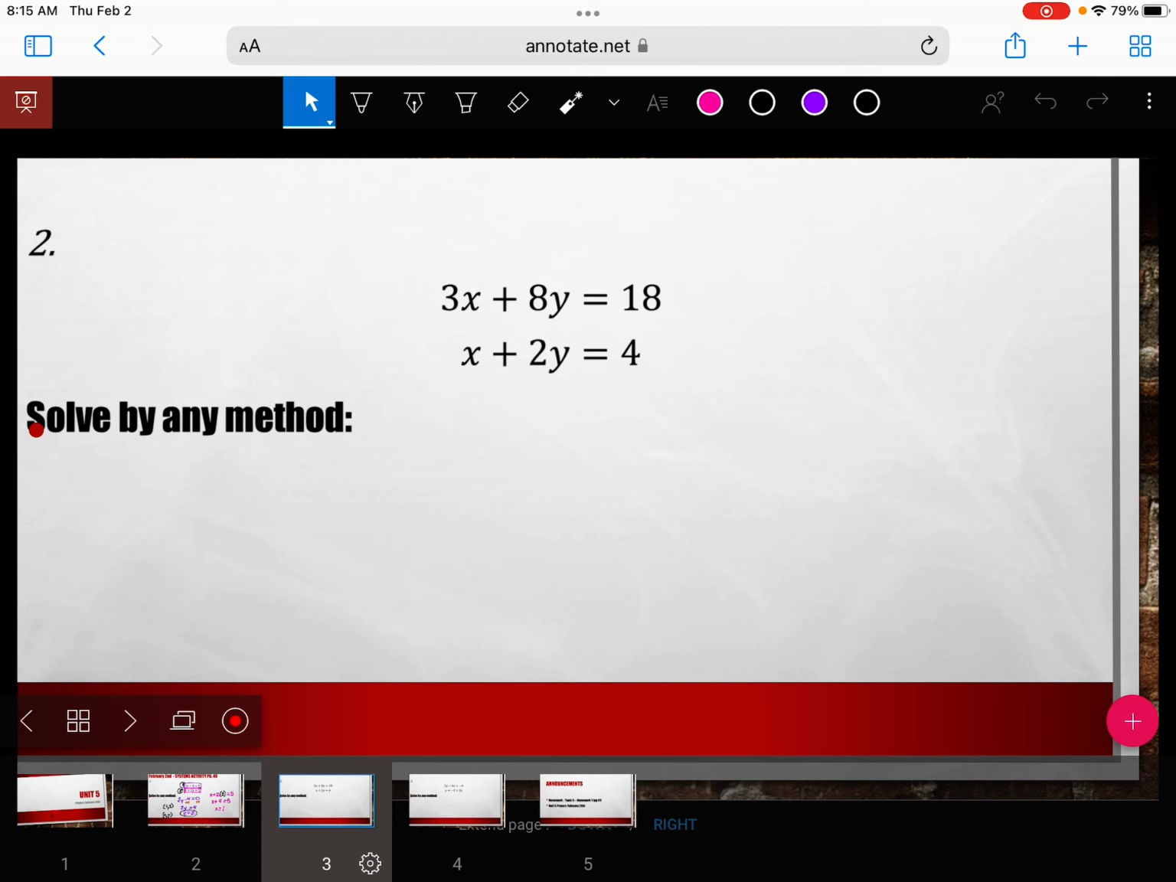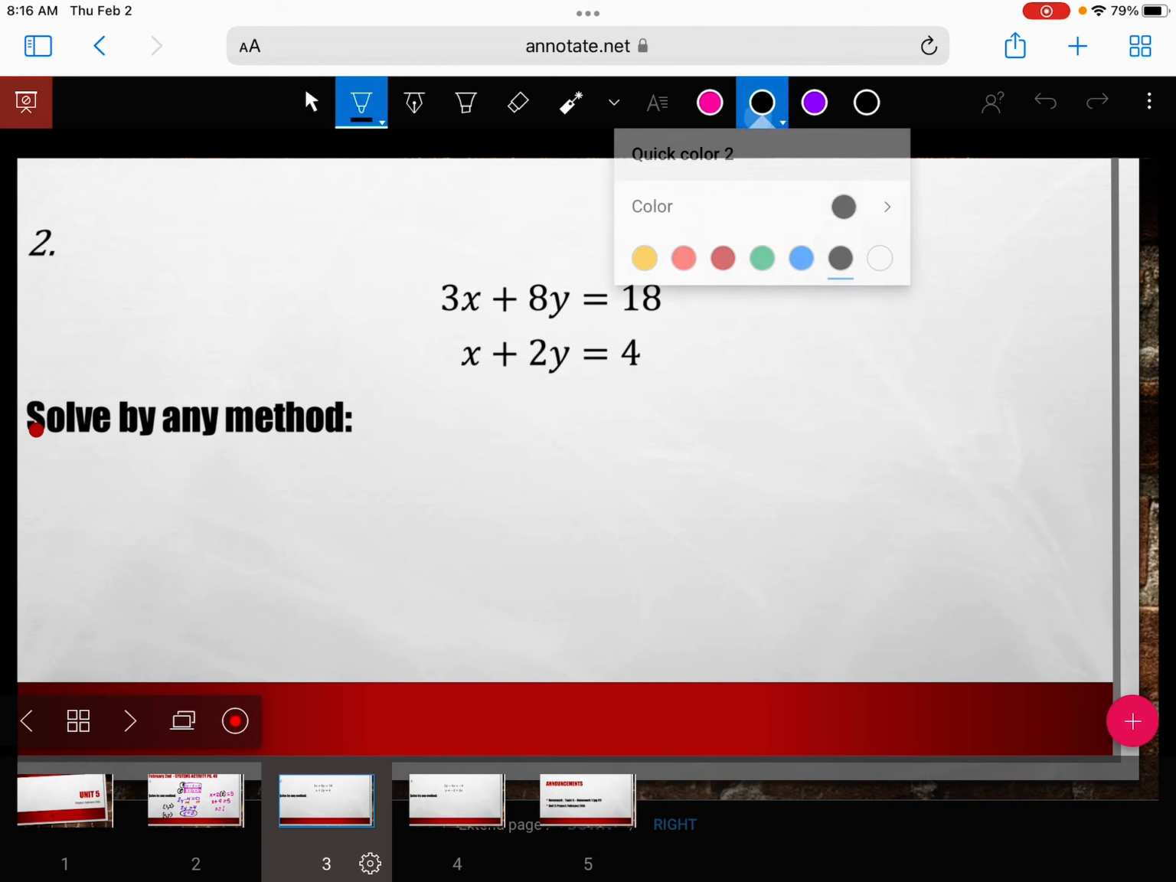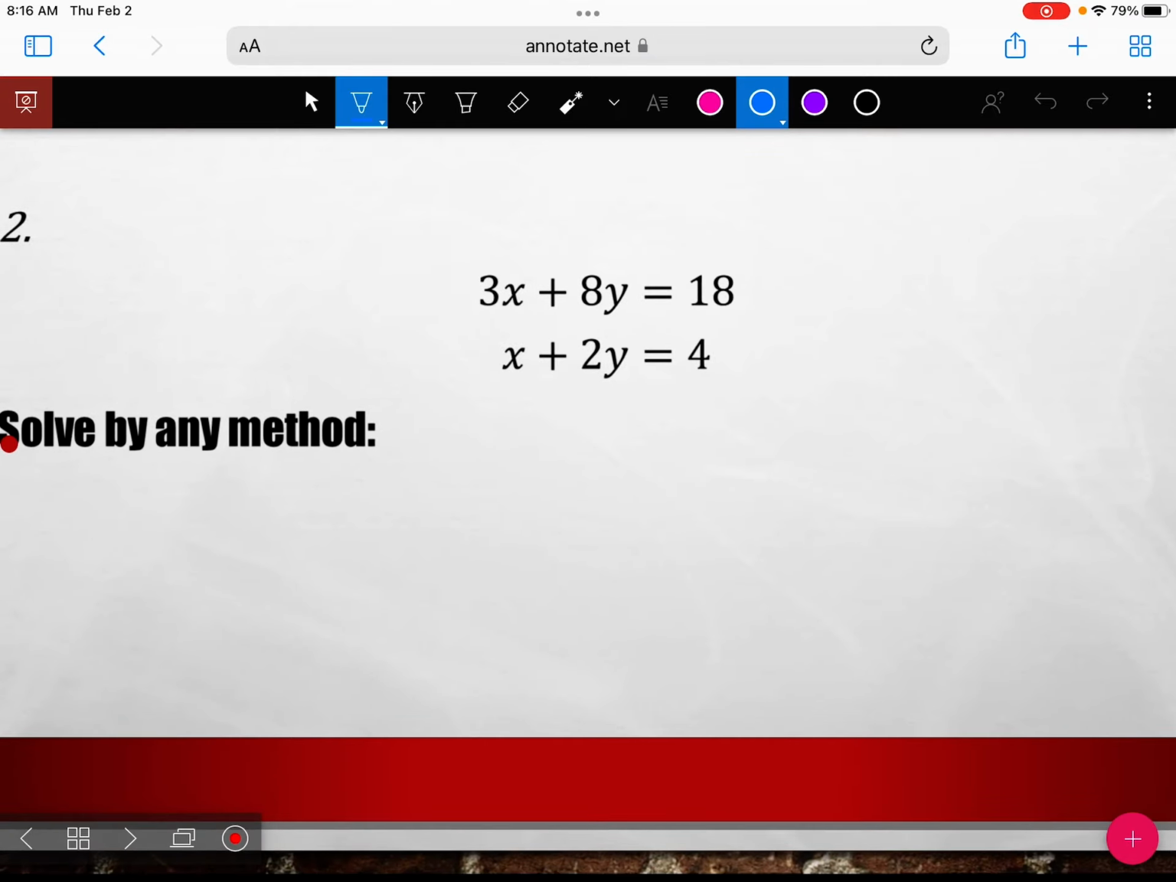What's your instinct on this one? Where do you want to go? Elimination? Sure. What do you want to cancel out, x's or y's? Yeah. That is an absolutely fine strategy. Do we want to multiply by positive 4 or negative 4? We want this to be negative because I really, really want, when I add in my columns, for these guys to cancel out.